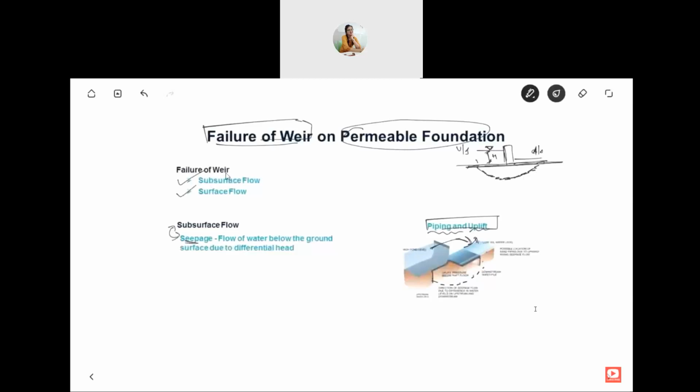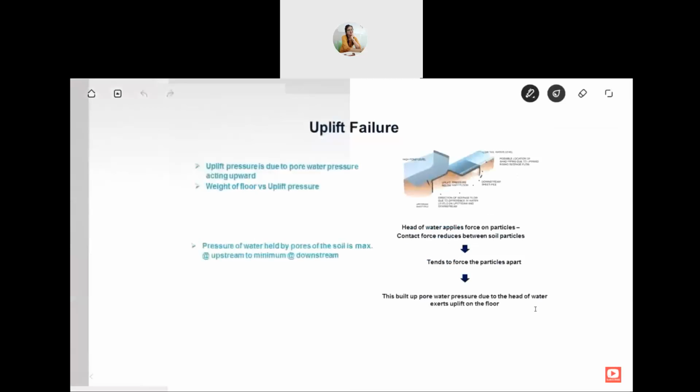So this failure of weir can happen due to subsurface flow also, and also because of surface flow. When water flows over the weir, a hydraulic jump occurs, which acts in the upward direction, which tends to break away the foundation, and also scouring of particles takes place. So failure can happen due to surface flow also. Now let us see the failure which happens due to subsurface flow. So the first one is uplift failure.